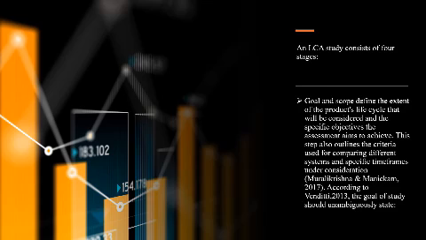A life cycle assessment study consists of four stages. Goal and scope define the extent of the product's life cycle that will be considered and the specific objectives the assessment aims to achieve. This step also outlines the criteria used for comparing different systems and specific time frames under consideration.